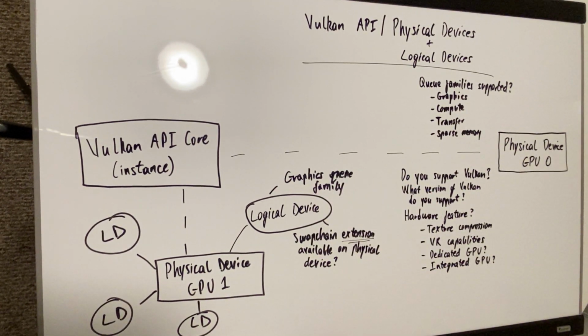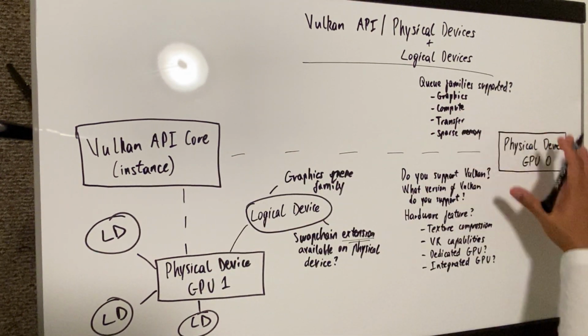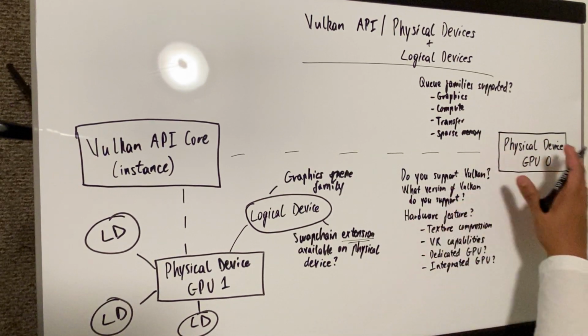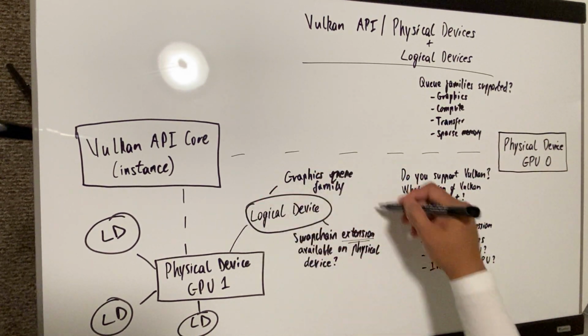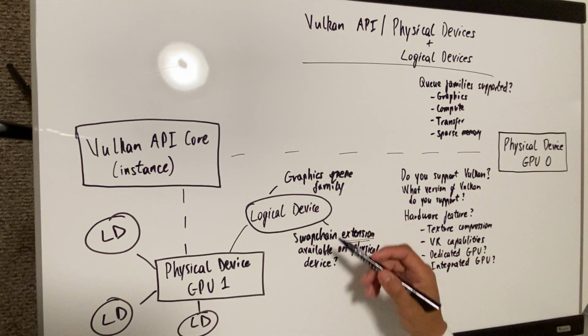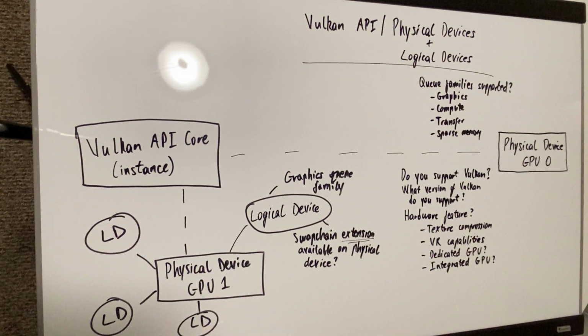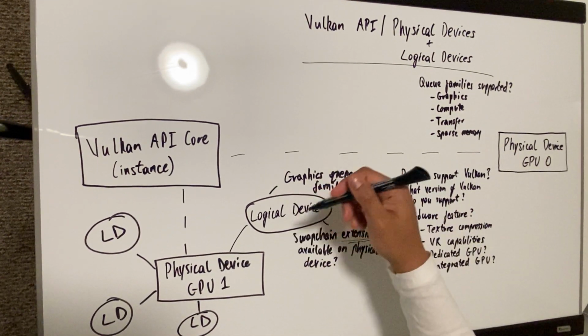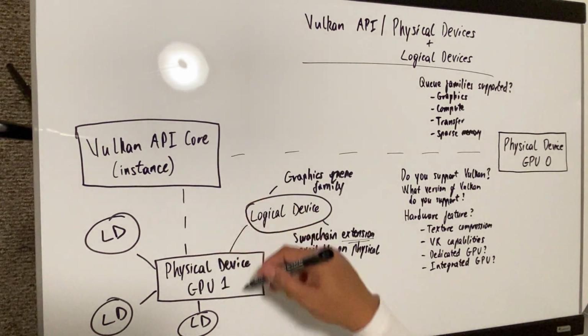Okay, so notice, guys, through the physical device conversation, we're simply querying to find out the capabilities of the hardware. But through the logical device, we are requesting that we want to use the swap chain extension and we want to use the graphics queue family. So now we're requesting things. That's going to be our relationship with the physical device.